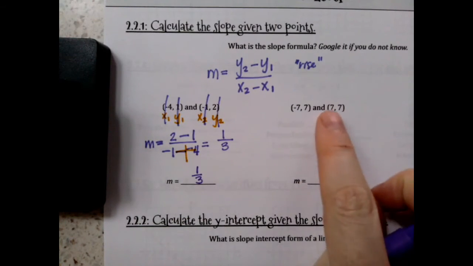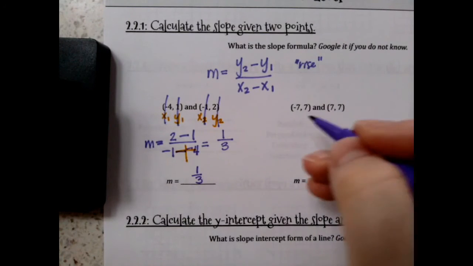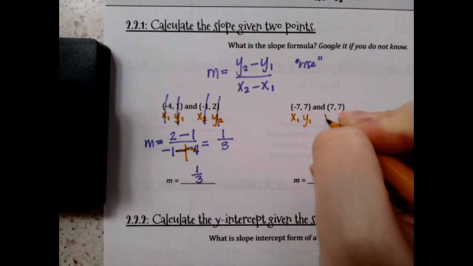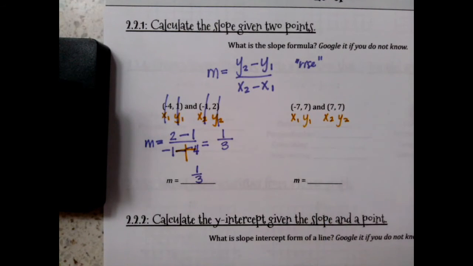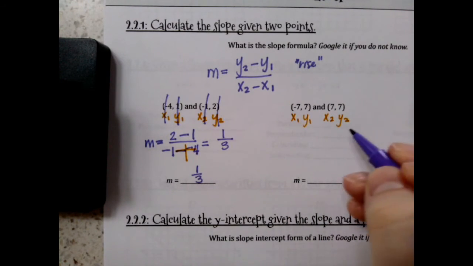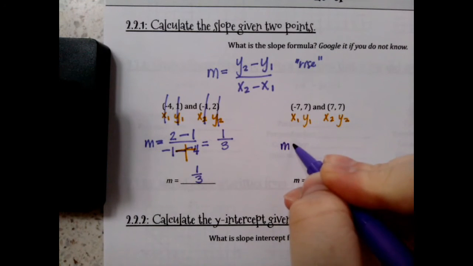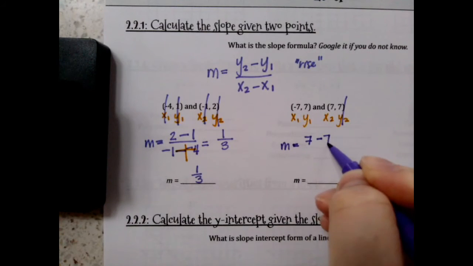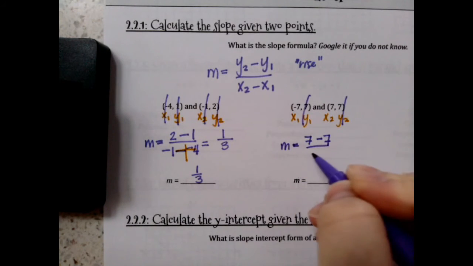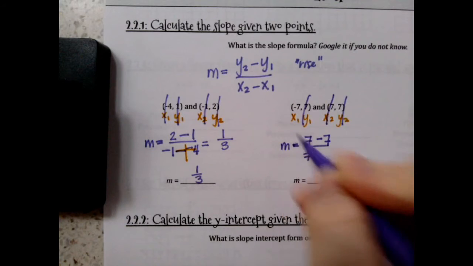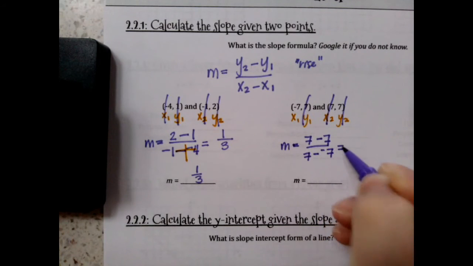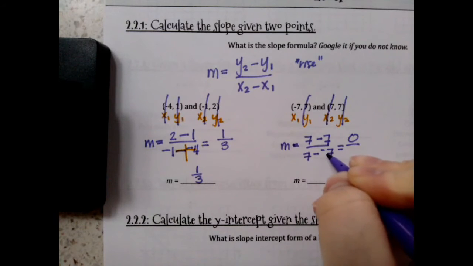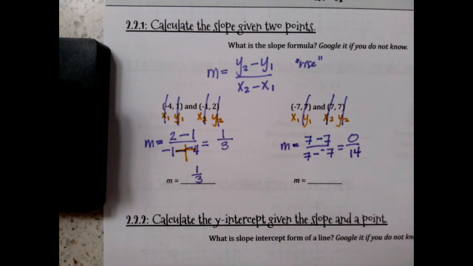I also want to quickly talk about this one, because when we go to plug this in, I want to show you something that happens that I don't want you to get confused by. So when we plug this in, we have 7 minus 7 over 7 minus negative 7. So 7 minus 7 is 0, and then 7 minus a negative 7 is 14.